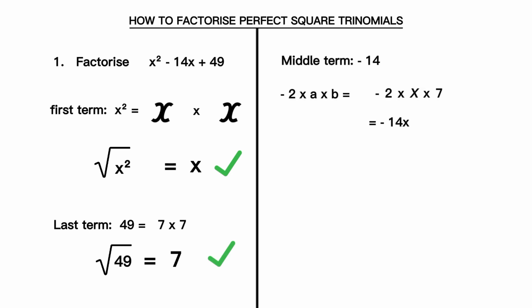Minus 2 times x times 7 equals minus 14x, which matches the middle term. All three conditions have been met. Therefore, the factorized form is (x minus 7) all squared.